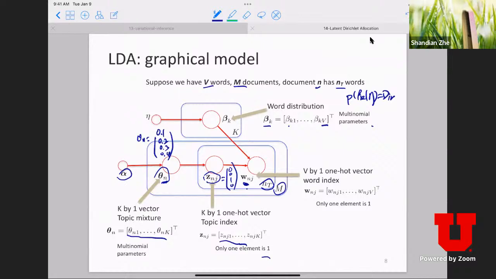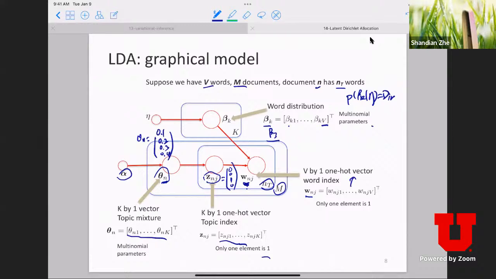So, for example, in this case, we know that the topic is topic 3. Then you retrieve beta_3 as your distribution for sampling the word. Again, it's another categorical distribution. My observed w_nj essentially is another one-hot vector, which has only one element being 1, corresponding to the actual observed word. In this way, we generate one word.